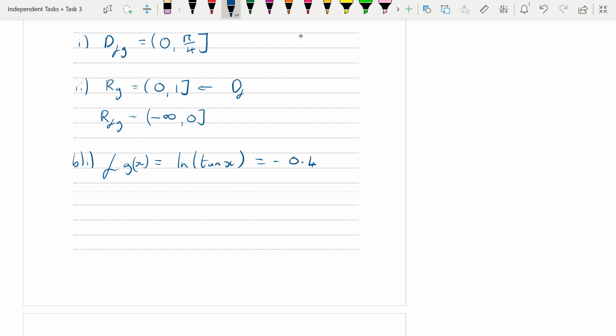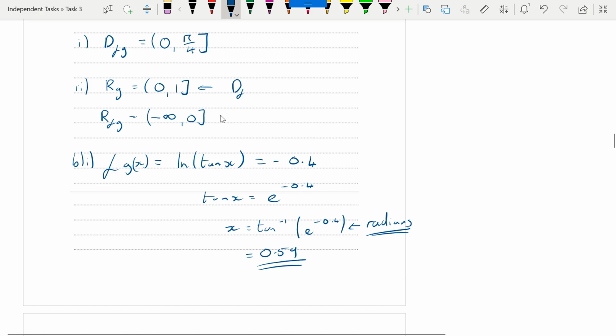So the first thing, let's get rid of the log. So tan x would have to be e to the minus 0.4. That means x must be inverse tan of that. So tan to the minus 1 of e to the minus 0.4. Now, I should be in radians because my domains are in radians, so make sure you are. And it gives me 0.59 as my answer. Make sure it's in radians, because my domain's in radians, so I'm only allowed to put radians into it.